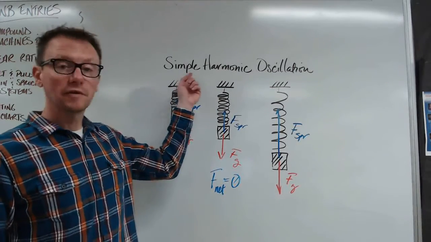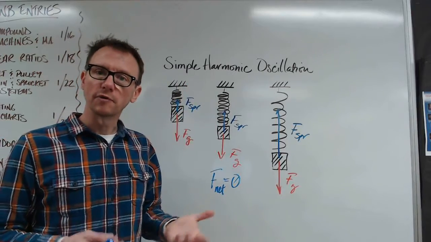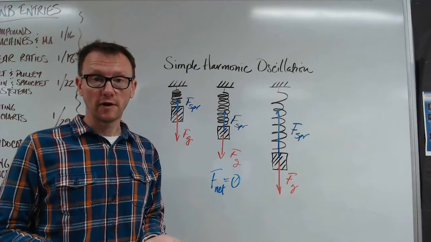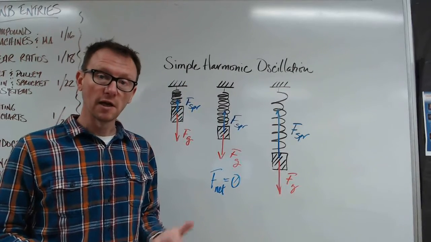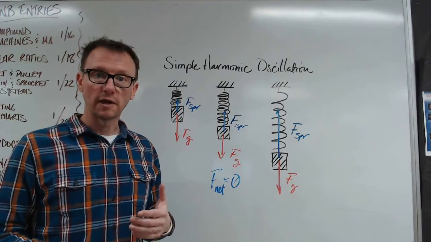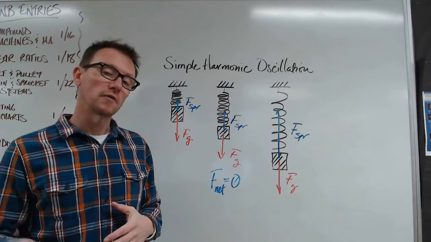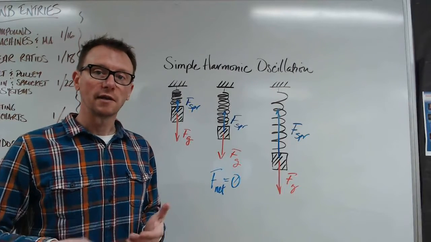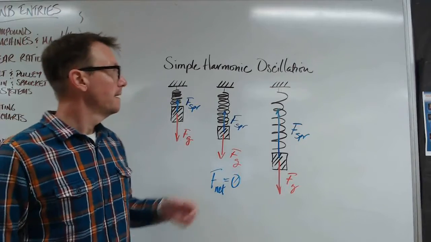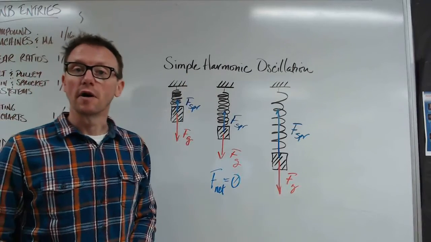So the first term is simple. Simple should make you feel a little bit better because we're not talking about anything that's too complicated. You know that in this class we try to keep the math as simple as we possibly can so that we can really get at the concepts and let the math help us get there. Second is this word harmonic.